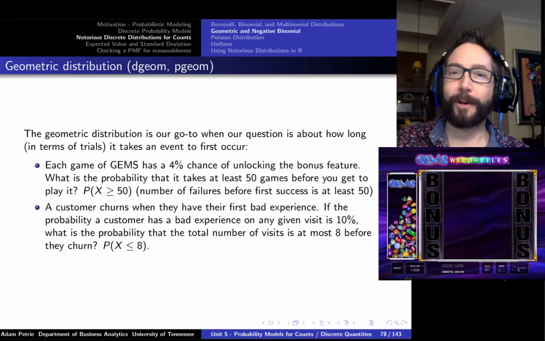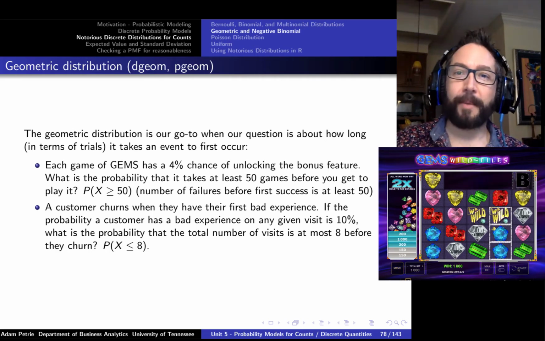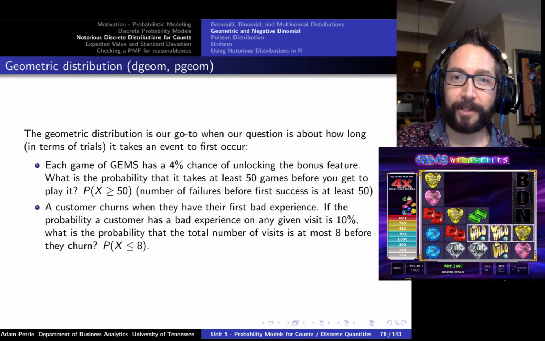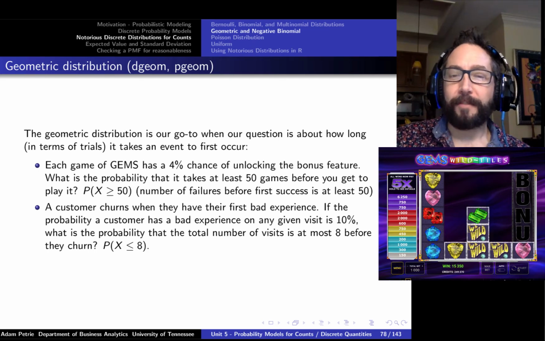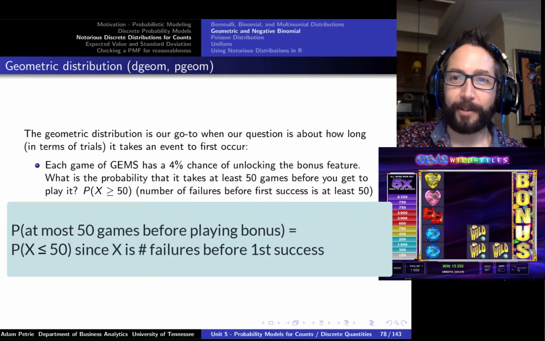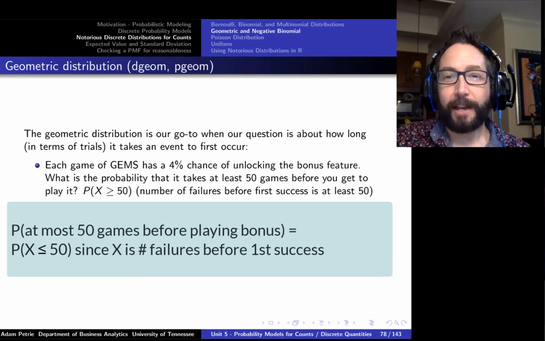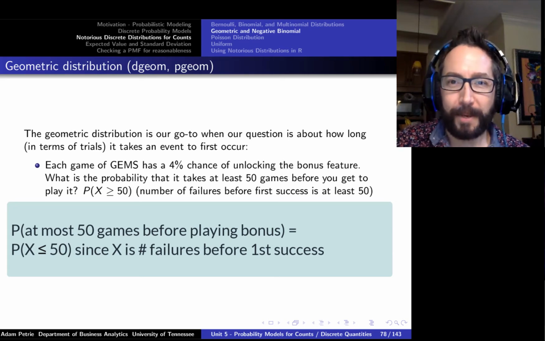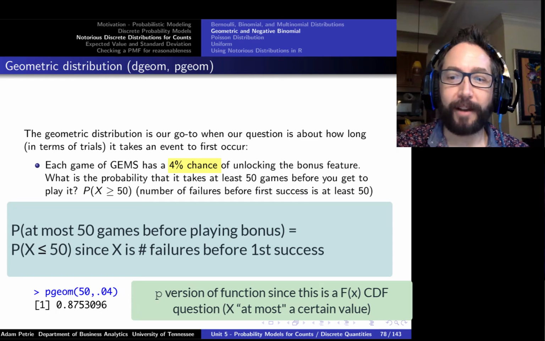So where might I use this? Well, you know me, I love my gems. I love playing that bonus game. It's amazing. Feels great. You win a lot of money. I might like to know if any particular game has a 4% chance of yielding that bonus game. All right, well, what's the probability that I'll have to play, say, at most 50 games before I get to play the bonus game? So what's the probability of at most 50 failures before that first success? That would be asking the question, what's the probability that a geometric distribution has a value that's less than or equal to 50, where p is equal to 0.04, the probability of success on any particular trial.